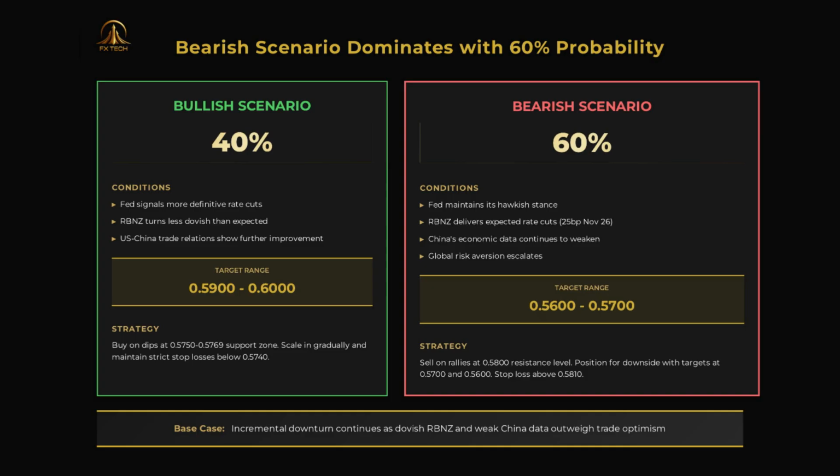If these conditions materialize, the target range is 0.5900 to 0.6000. The strategy would be to buy on dips at the 0.5750 to 0.5769 support zone. However, the bearish scenario, which we assign a 60% probability, appears more likely.